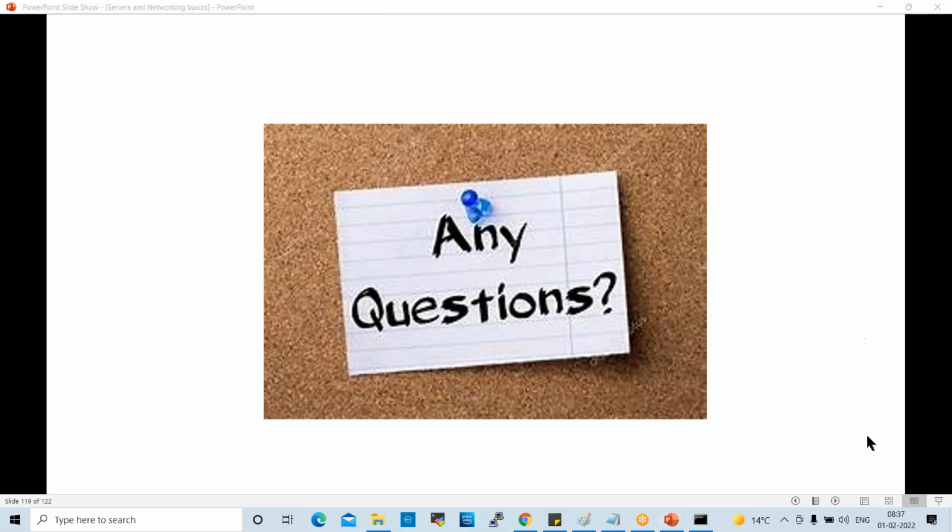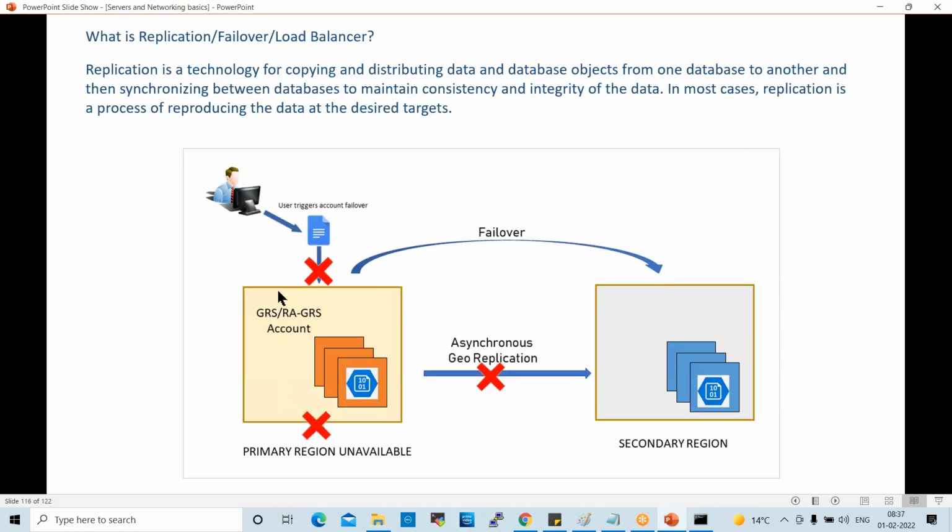Sir, you were talking about that replication process, right? You were saying that when one server is shutting down, then we can access the data from the other one. Does that mean the data should be available in both from the very start? How does that work?